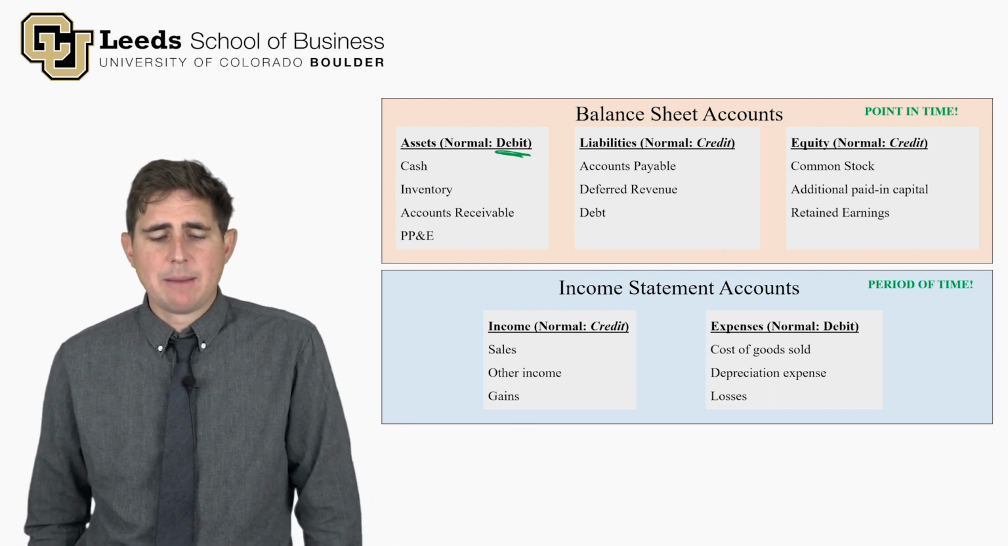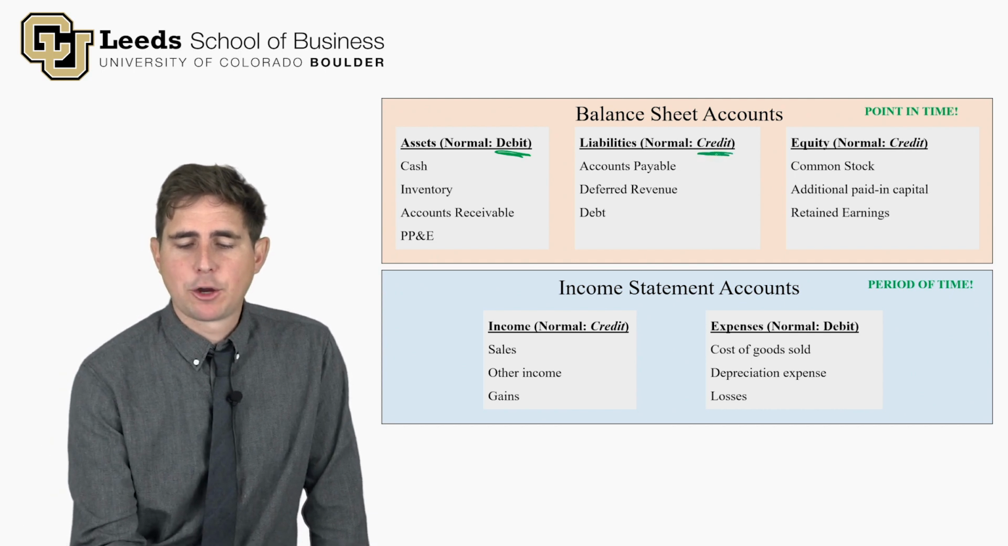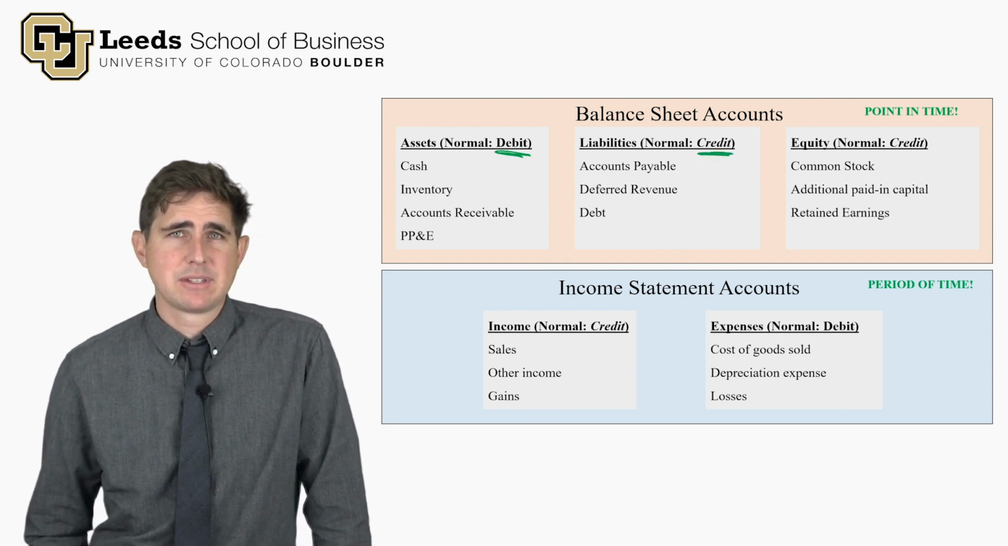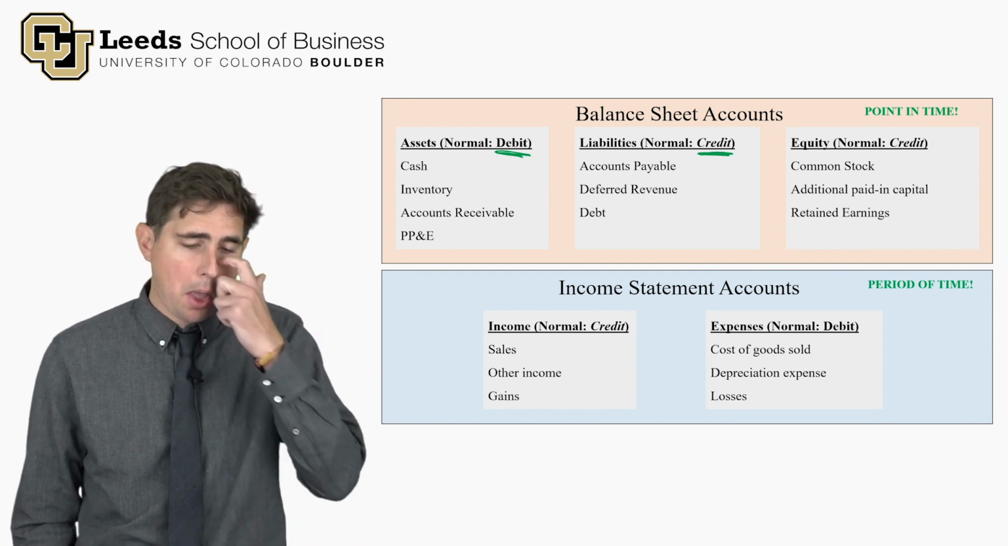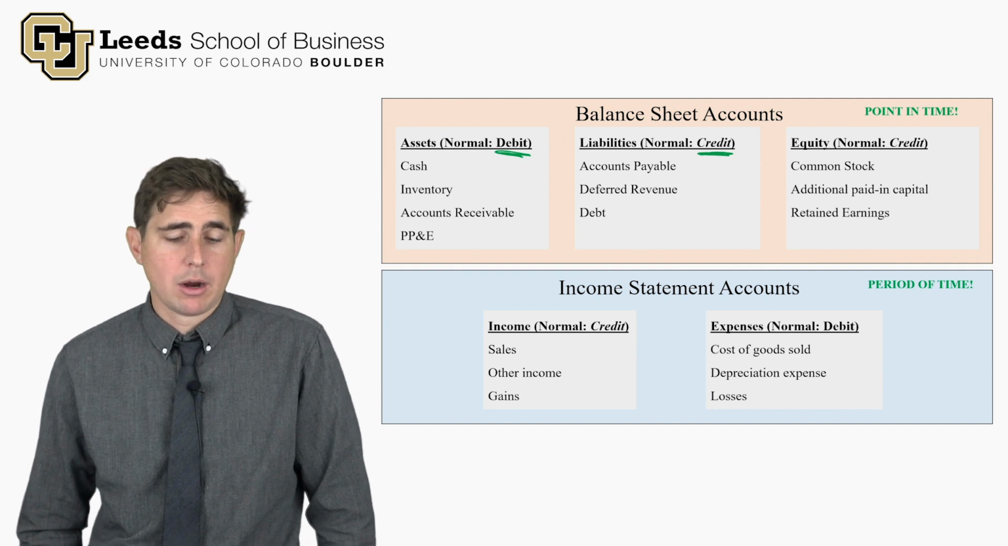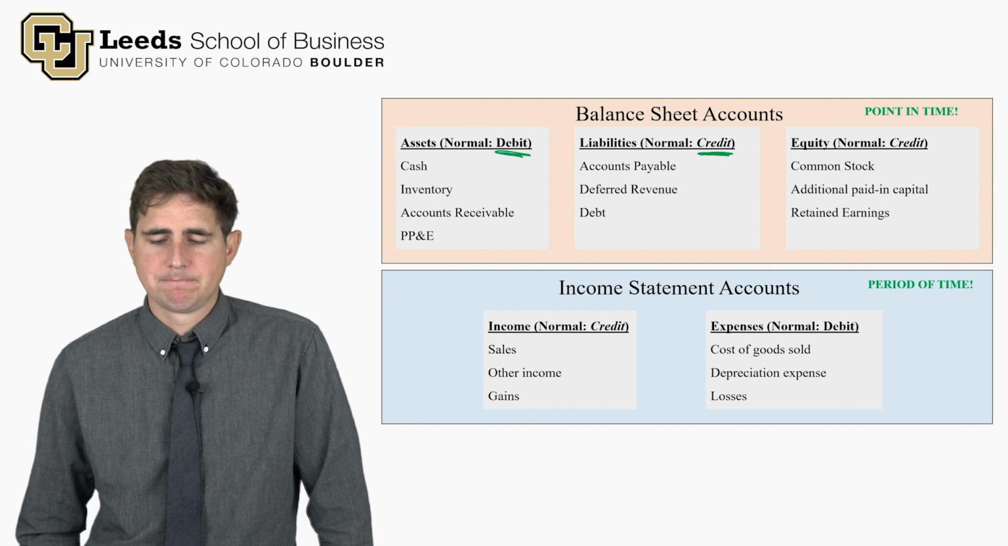Now let's talk about liabilities. Liabilities are the opposite of assets, right? And their normal balance is a credit balance. So credit is the opposite of debit. So you increase a liability with a credit. And some examples of liability accounts are accounts payable, deferred revenue, and debt, okay?